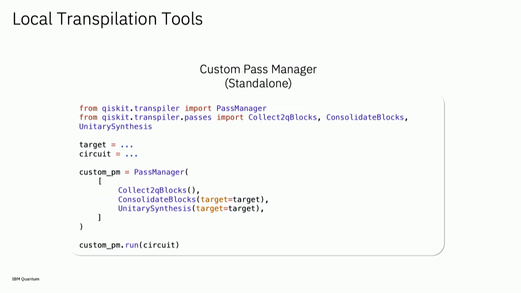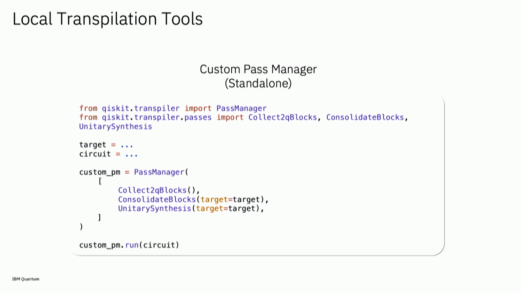Let's see a custom pass manager. So here, we import the pass manager class from qiskit.transpiler, and then we can import the individual passes from the pass library. And then we just concatenate them in a list, and we give them to the pass manager. Once we have it, we can call it with passmanager.run.